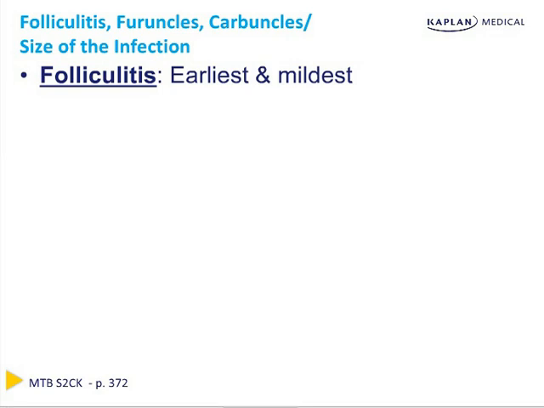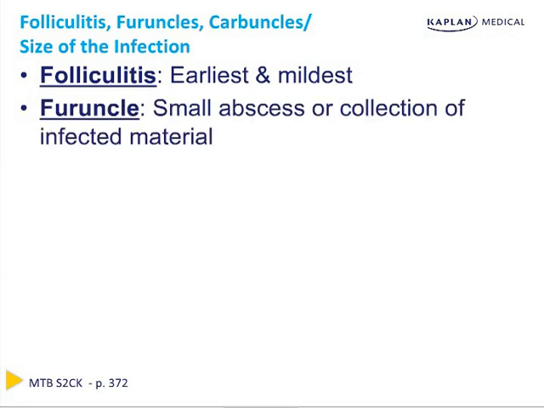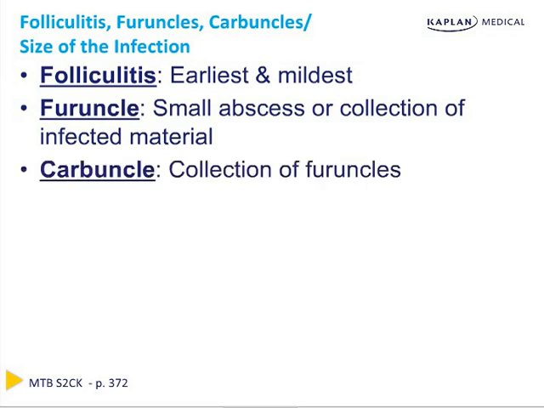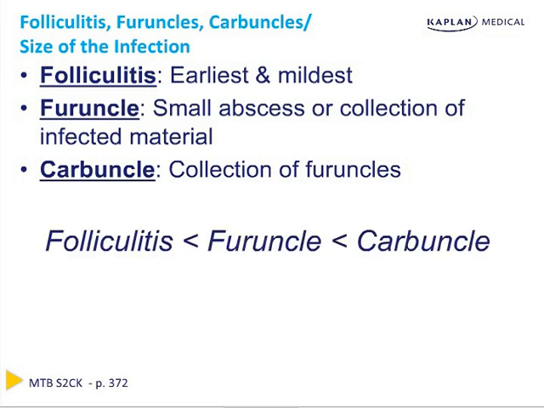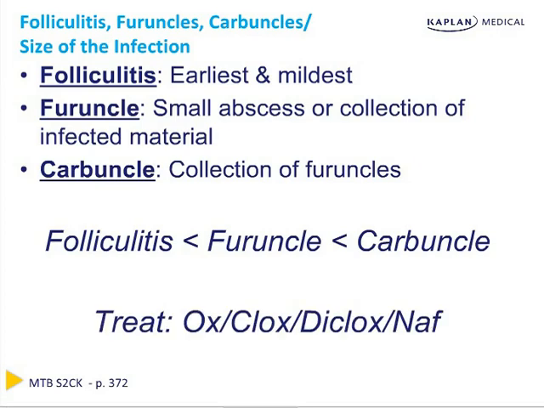Folliculitis, because it's smaller, is the earliest and the most mild. It's an infection centering around the hair follicles. As it gets bigger, it walls off into a teeny tiny little abscess or collection of infected material. It's a furuncle. Carbuncle is a collection of furuncles, big ones. So folliculitis is the smallest, furuncle is bigger, carbuncle is the biggest, and they all get treated with oxacillin, cloxacillin, dicloxacillin, and nafcillin: ox, clox, diclox, naf.